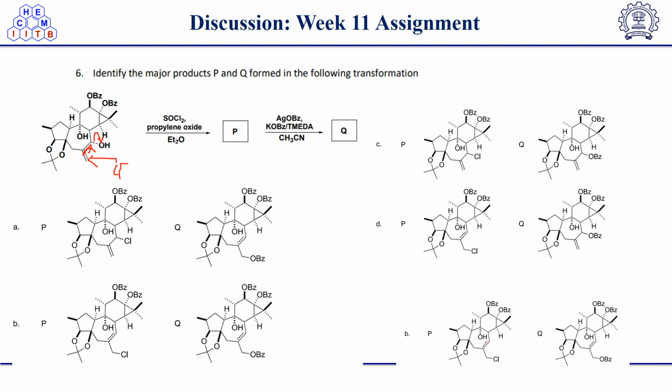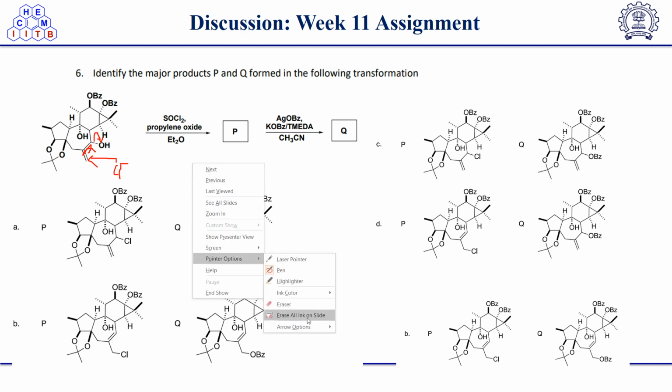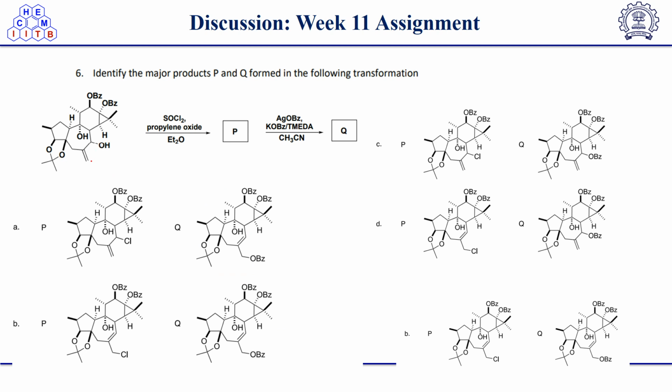This is the corresponding product P, and then we are treating with silver benzoate salt, and that chloride will be converted into the O-benzoyl group. So that is the corresponding transformation. So B is the correct answer. This is the P, and this is the Q product. So Cl minus will attack at this center, this bond will shift to here, and OH will be eliminated. That will be the product in the first step, P. Then the silver mediated OBz substitution of the Cl, we will get this corresponding product.